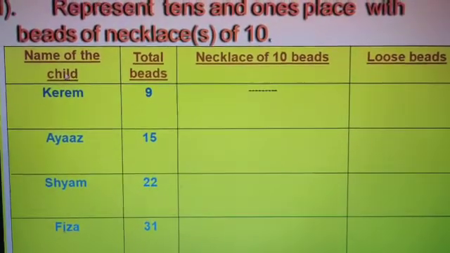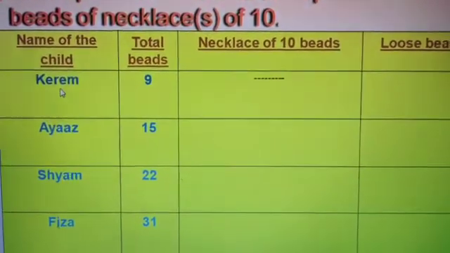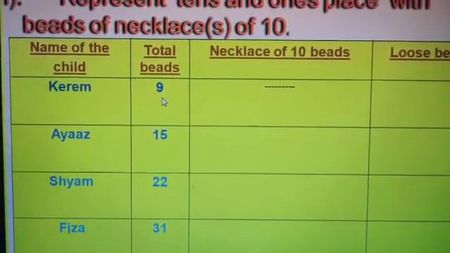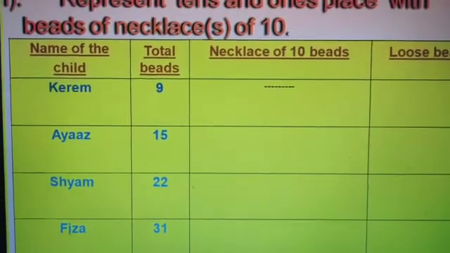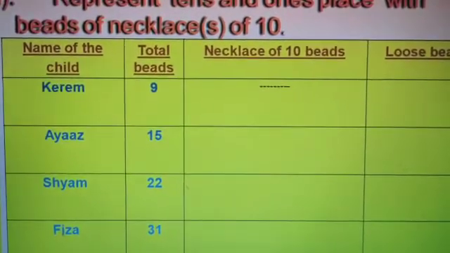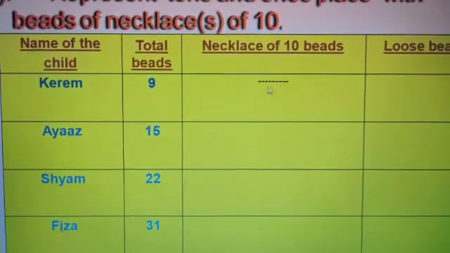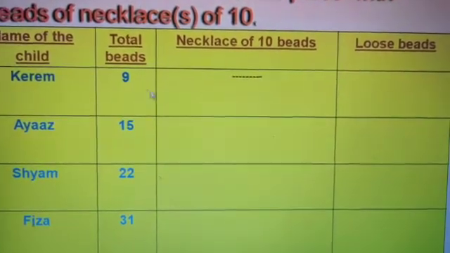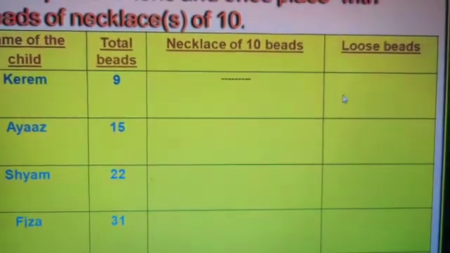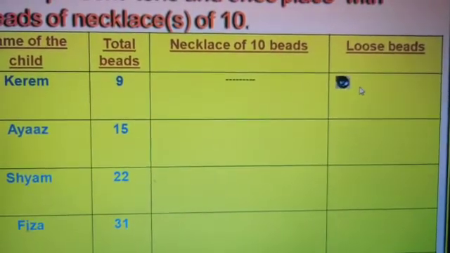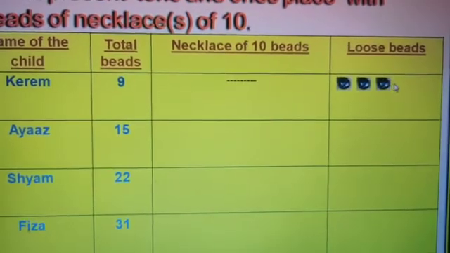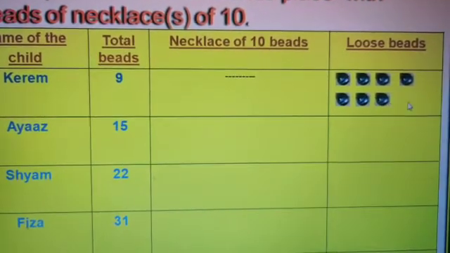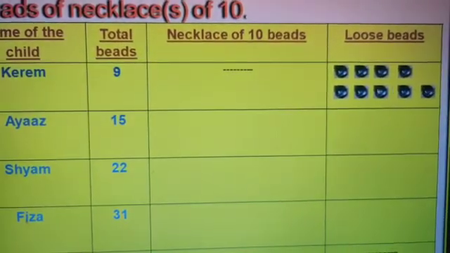Okay, now let us move on. Name of the child here, there is a boy, Karam, and how many total beads does he have? 9 total beads, but this number is less than 10. So he cannot form a necklace, right? So will there be any necklace of 10 beads? No, nothing. So write a dash here. Now, how many loose beads are there for him? 9. Now, let us represent them using the beads: 1, 2, 3, 4, 5, 6, 7, 8 and 9. Right? So, 9 loose beads are there.